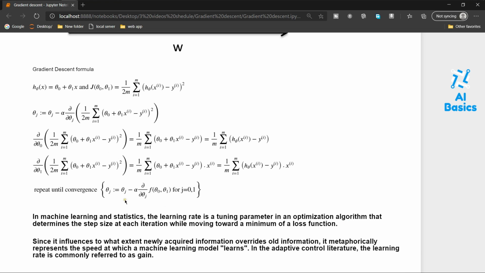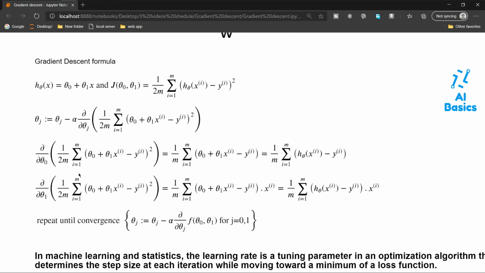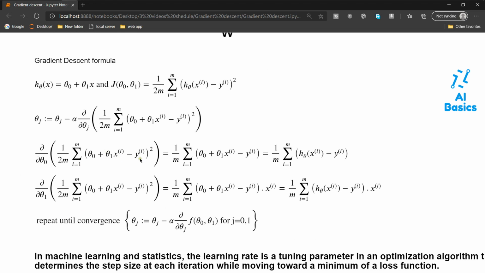One minute, I forgot to say one thing. Here we repeat until convergence, which means we repeat the process until we get the global minimum values.